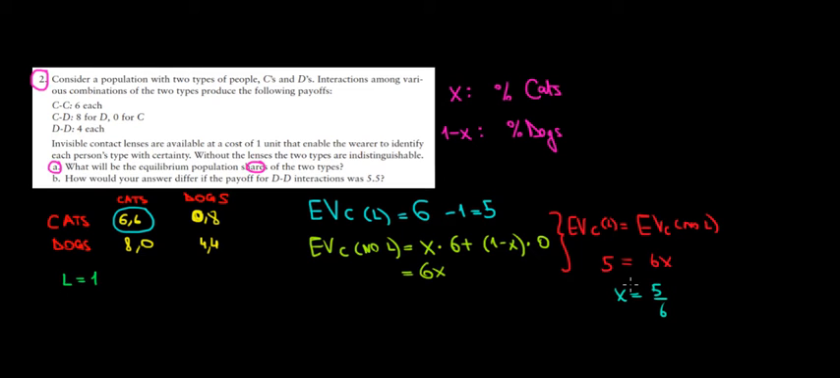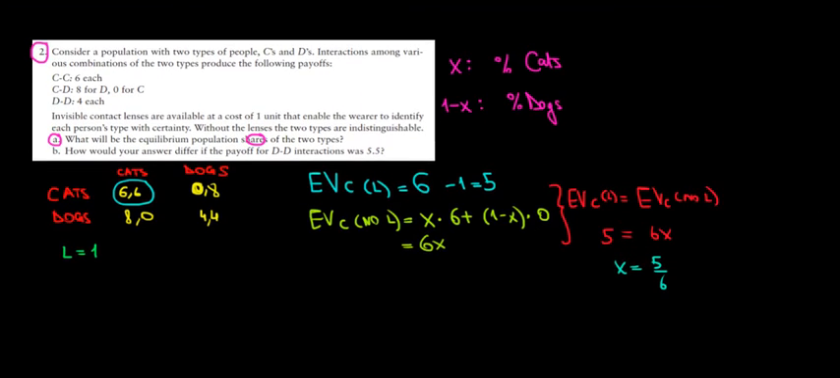What is X? That is the proportion of cats. What does that mean? That means that if we have at most 5 over 6 of cats, then the cats have an incentive to buy the lenses. But if it is above that, they have no incentive to buy the lenses, and we're gonna see why that is the case. Let's have a look here.